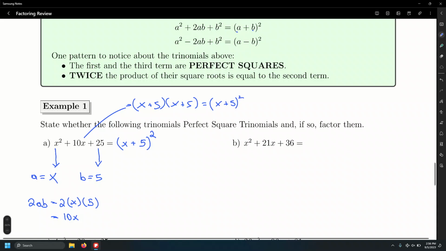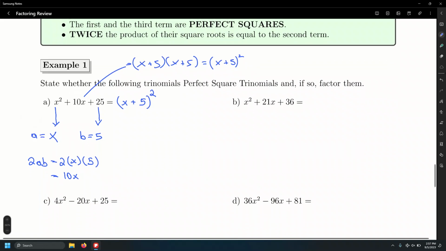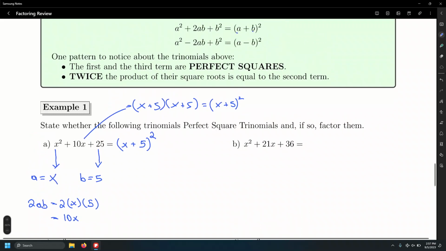Either way, it's up to you. But again, this pattern recognition for perfect square trinomials will be useful more often than not. All right. Let's have a look at letter B and determine whether that given trinomial is a perfect square trinomial, and if it is, factor it using this approach we have over here.